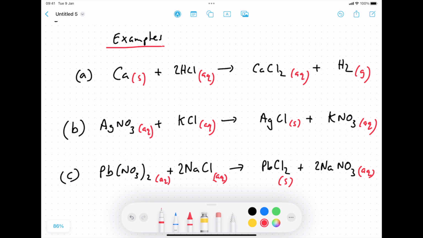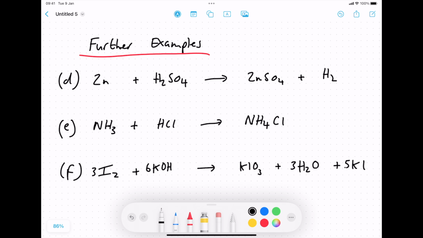Now for some further examples. Starting with the first, and just like with the previous 3 examples, we look at the elements and assign those state symbols first. So zinc is a metal, so therefore a solid, and hydrogen is always a gas. Then we have the acids, always AQ when they're reacting in solution, and the salt form zinc sulfate is also AQ.